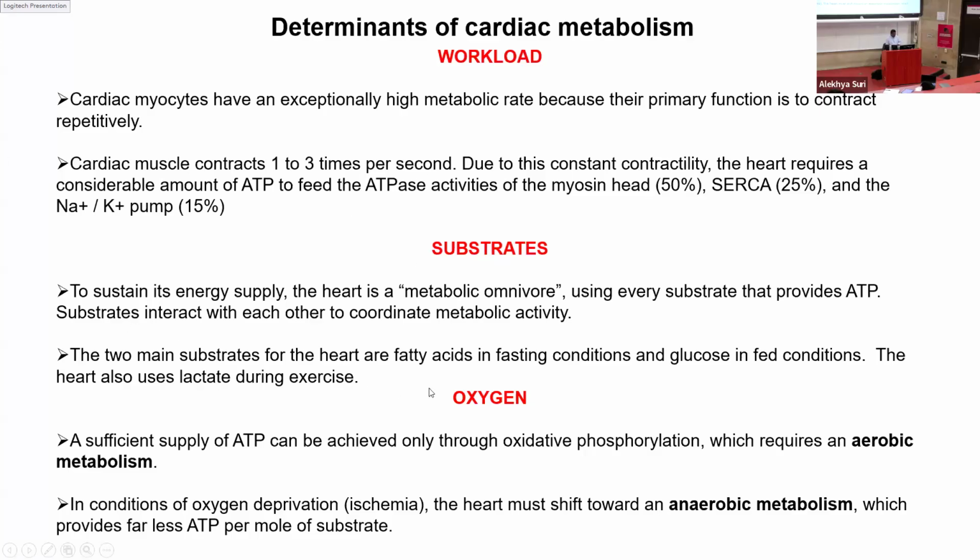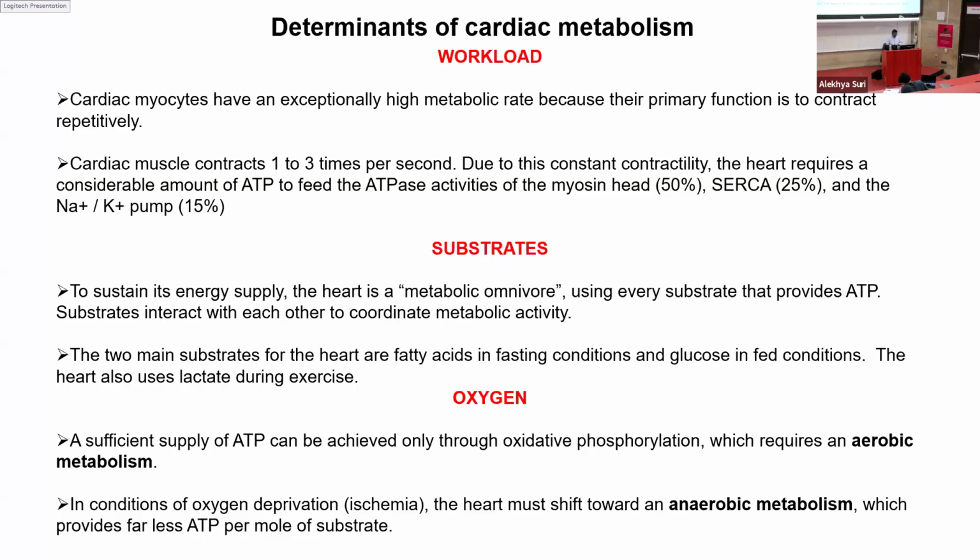So the two main substrates are fatty acids and carbohydrates or glucose. Fatty acids are mostly used during fasting conditions and glucose in fed conditions. And the heart also uses lactate during exercise. If these two levels go down, it will take the lactate from the blood, and then it will convert it to pyruvate and use it. So the substrate is therefore another important determinant of cardiac metabolism.